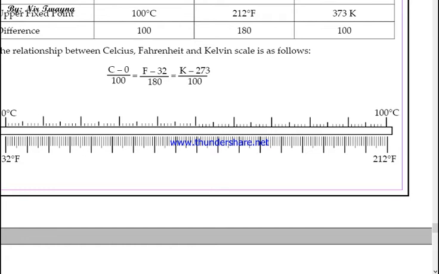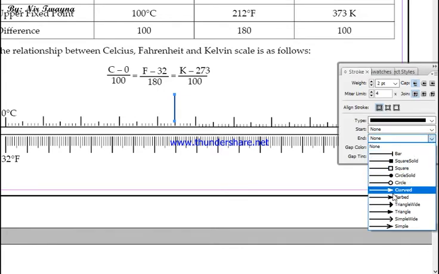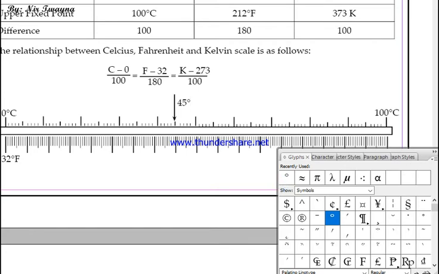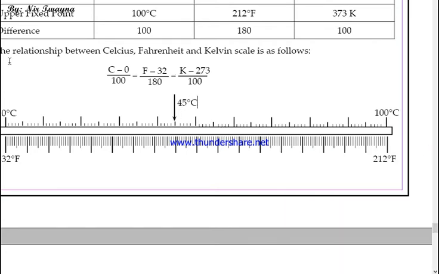Now let's say I need to take a temperature right here. Let me show an arrow for this. I need to express the temperature right here in terms of Celsius scale. What is the temperature right here? 10, 20, 30, 40, 45. It is 45 degrees Celsius.